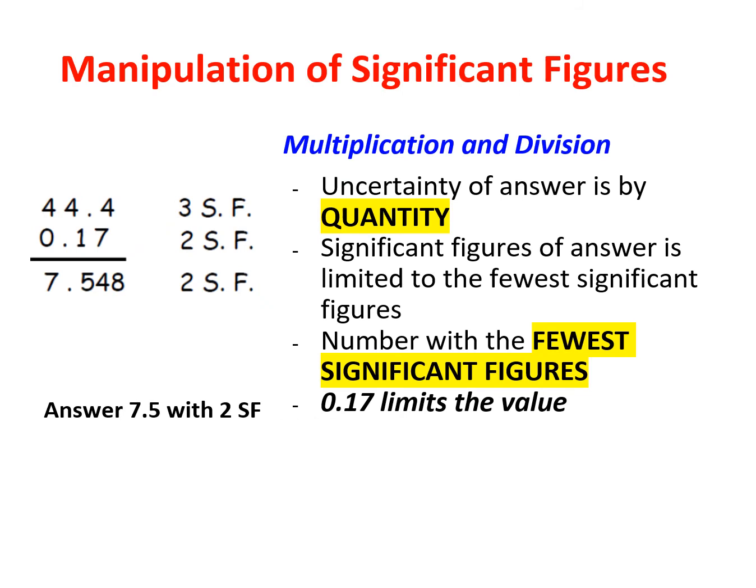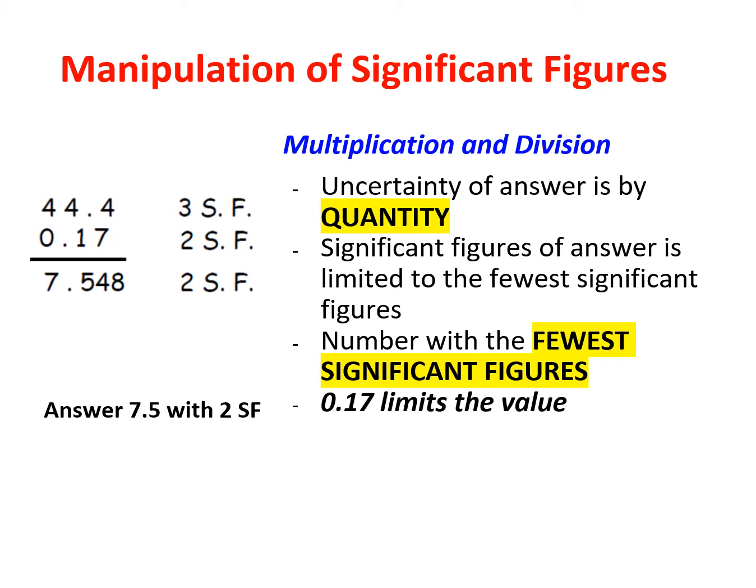Now that we've looked at the rules for addition and subtraction, we're going to take a look at the rules for multiplication and division. I personally think the rules for multiplication and division are a little easier to remember than addition and subtraction. So that rule for multiplication and division is that when we solve these problems, we are limited by the fewest number of sig figs.